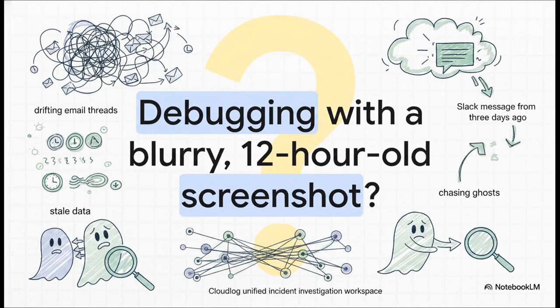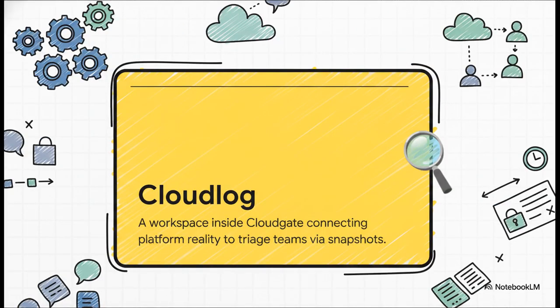I mean, we've literally all been there, right? Ever tried debugging a critical failure using a blurry 12-hour-old screenshot? It's just incredibly frustrating. You're dealing with drifting email threads, stale data. Maybe someone forwards you a Slack message from 3 days ago. Ultimately, you end up chasing ghosts because the live data has already moved on. It's a daily nightmare for modern support and DevOps teams who are just trying to get to the root of a critical outage. So what exactly is the solution here?